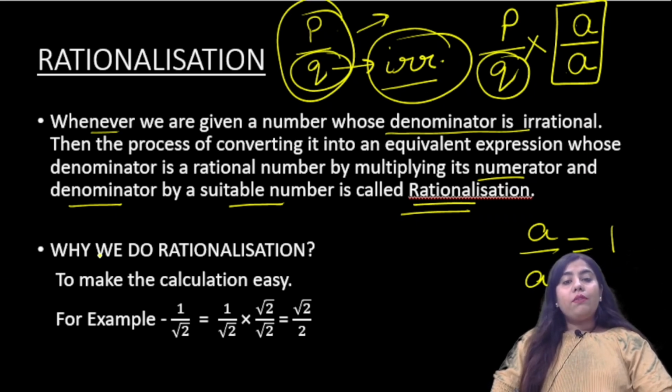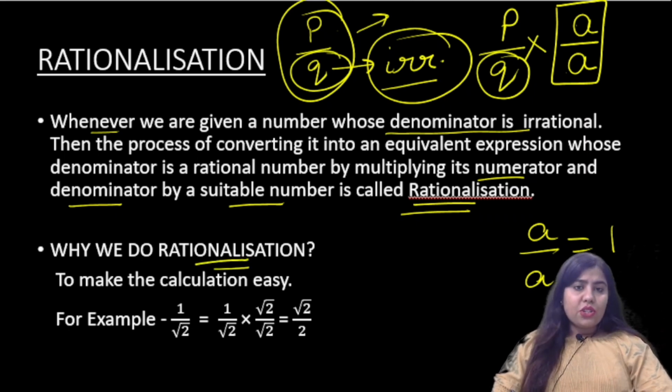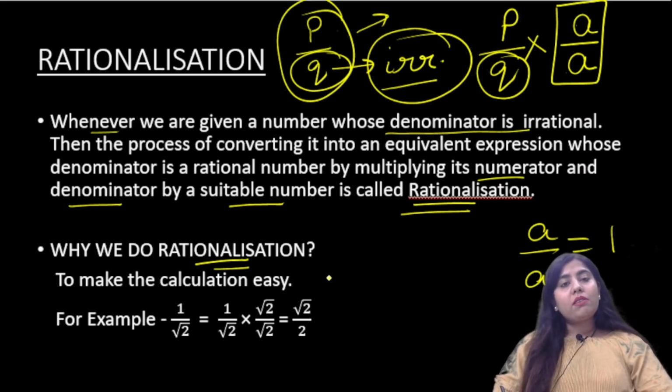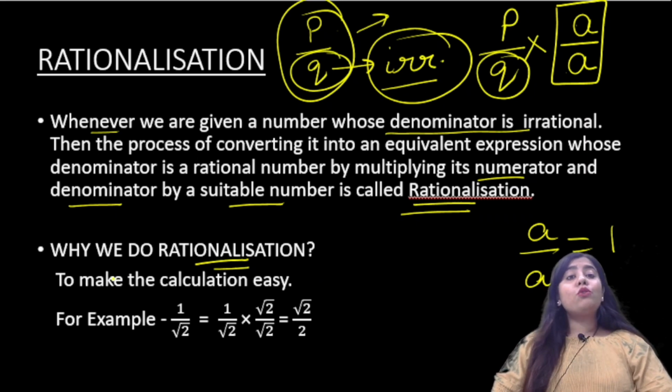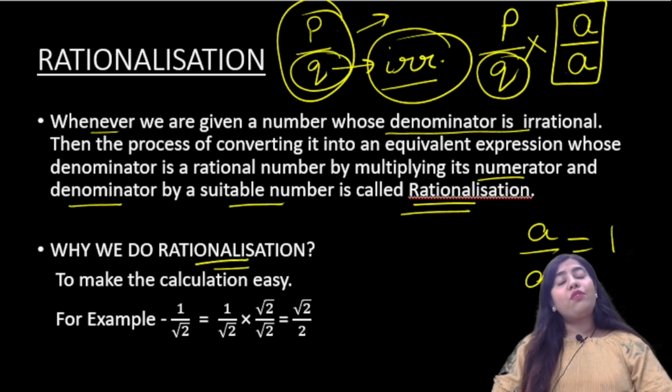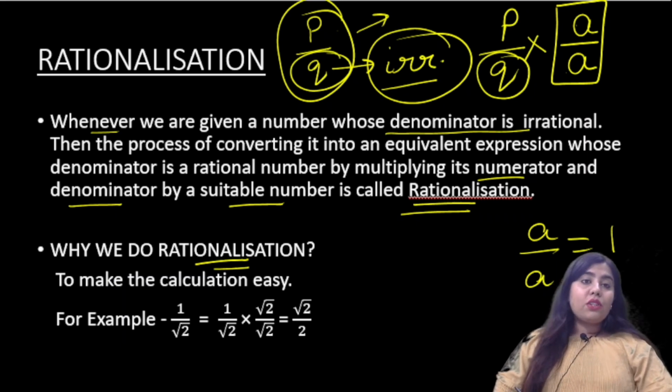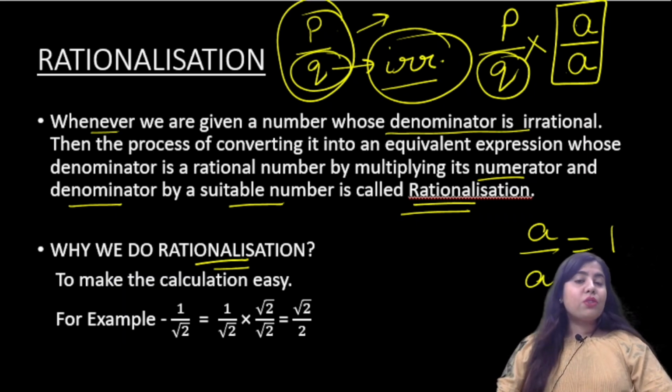Now why do we do rationalization? We do rationalization to make the calculation easy, because if the denominator is an irrational number, then to simplify or to calculate anything becomes very difficult. So to make our calculation easy, we will first convert the denominator into a rational number and then do the further calculation.